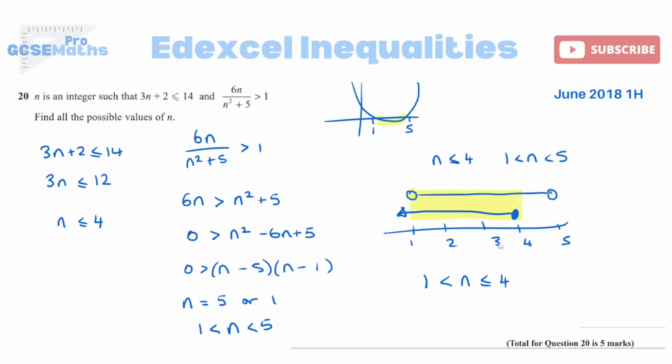N is an integer, it's a whole number. So which values does this inequality encompass? Well, obviously 2, 3, and 4, isn't it? It doesn't include 1 because it's greater than 1, not equal to. So my answer is actually 2, 3, and 4. So just double check, was my question asking for an inequality or was it asking for a list of values? That's the other thing to just double check.